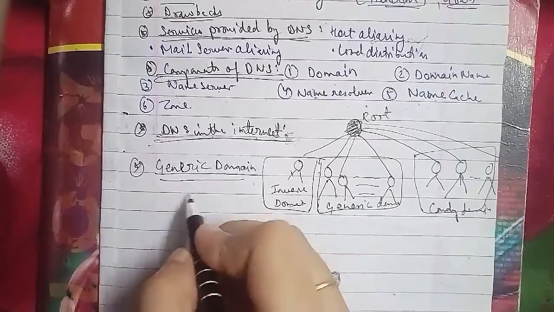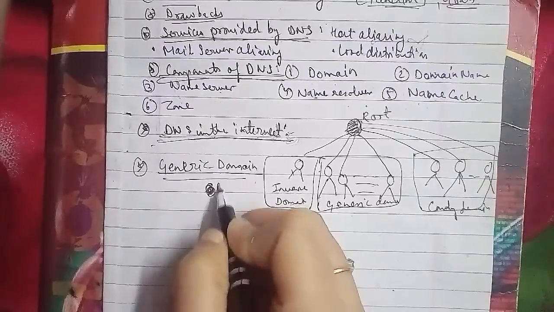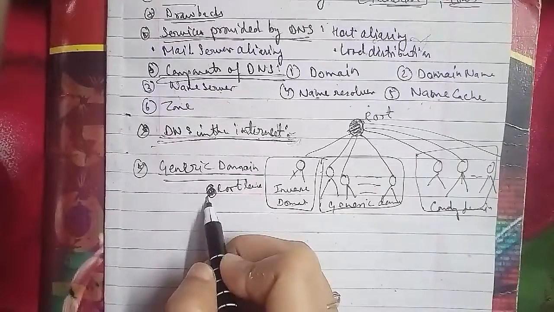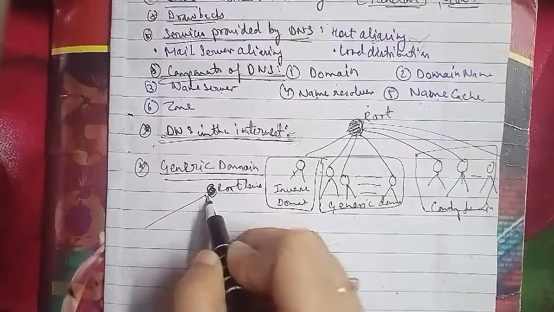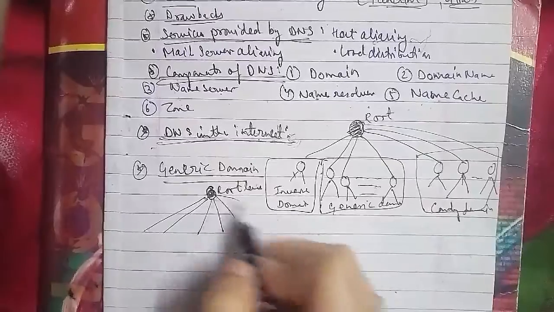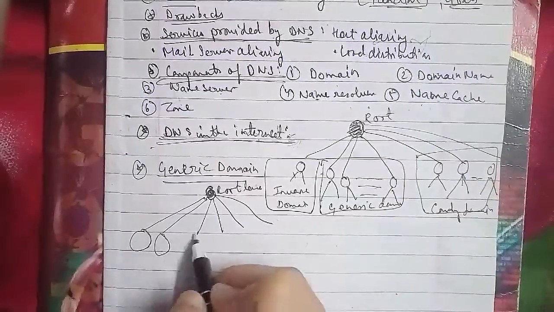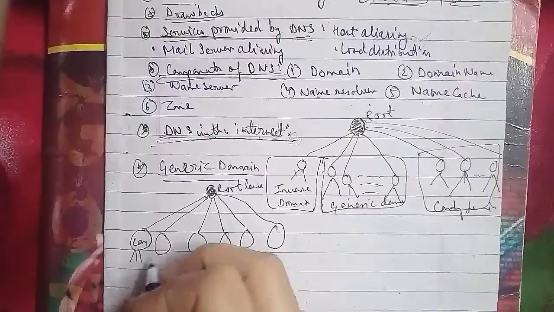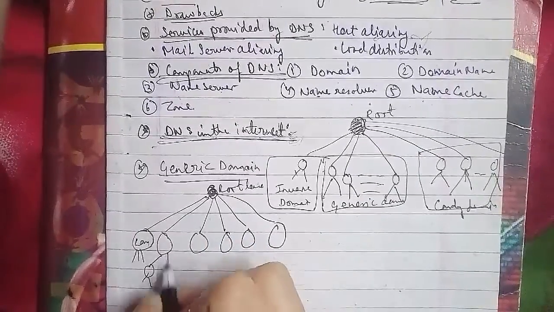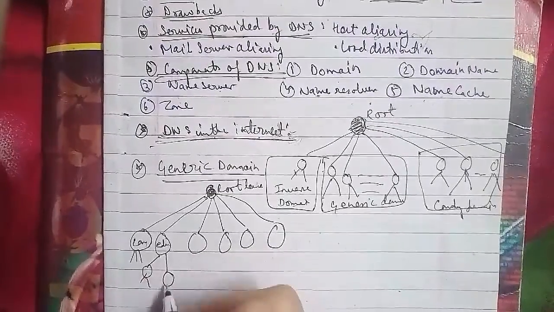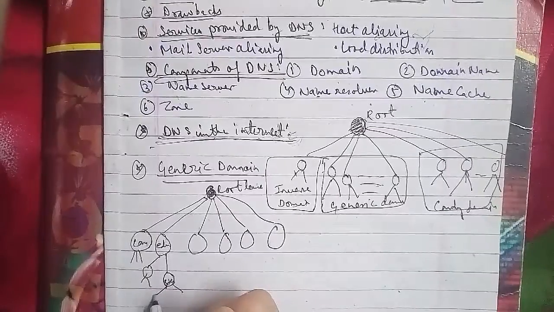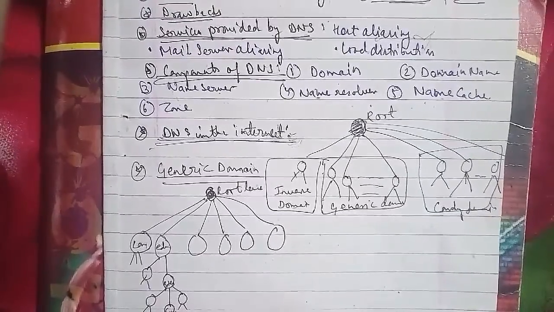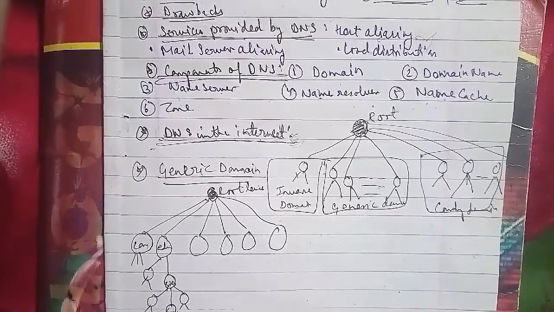This is the root level, which has been divided into multiple branches. First is com, which has also been divided multiple times. Next is edu, education, which is divided into 3 as well. Then gov, which is government. Then we have int.